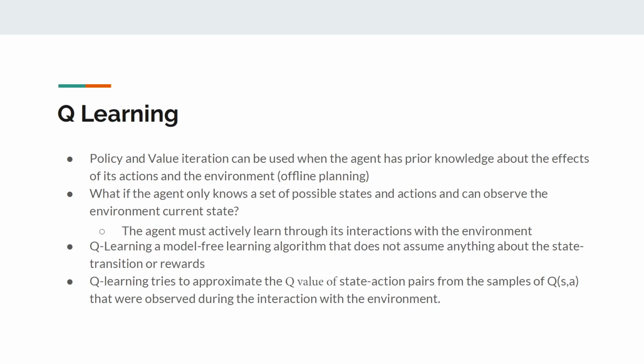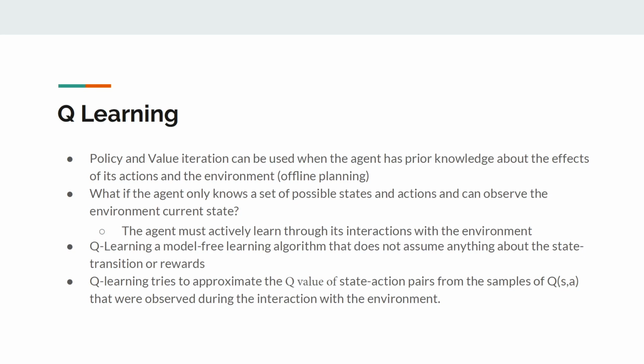And so Q-learning is a model-free learning algorithm that doesn't assume anything about the state transition or rewards. So this means that it does not try to explicitly learn models of the environment state transitions and reward function, and it learns the policy entirely from its interaction with the environment.